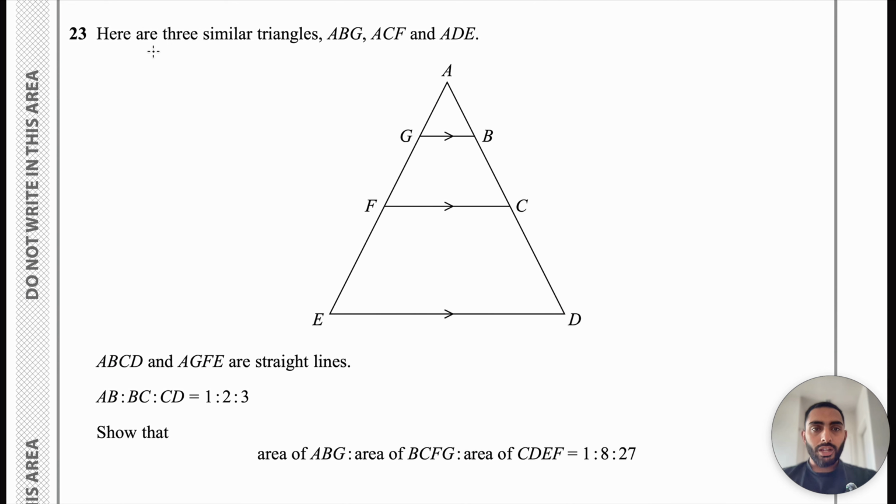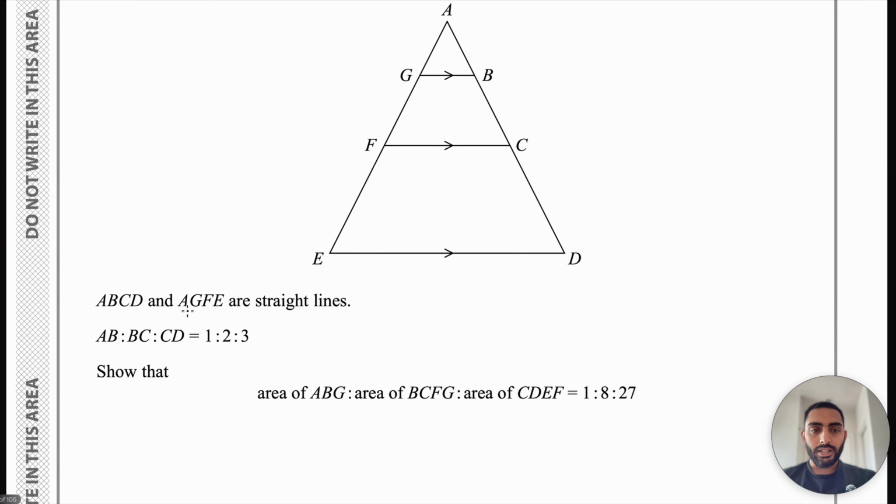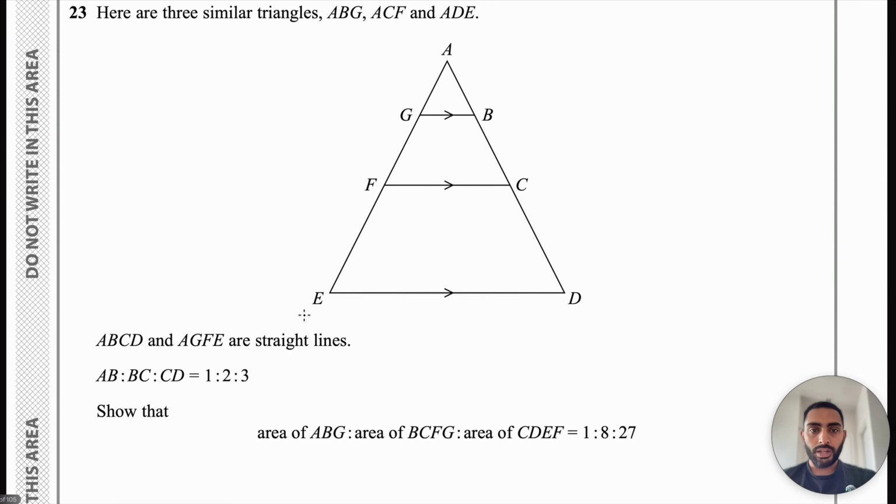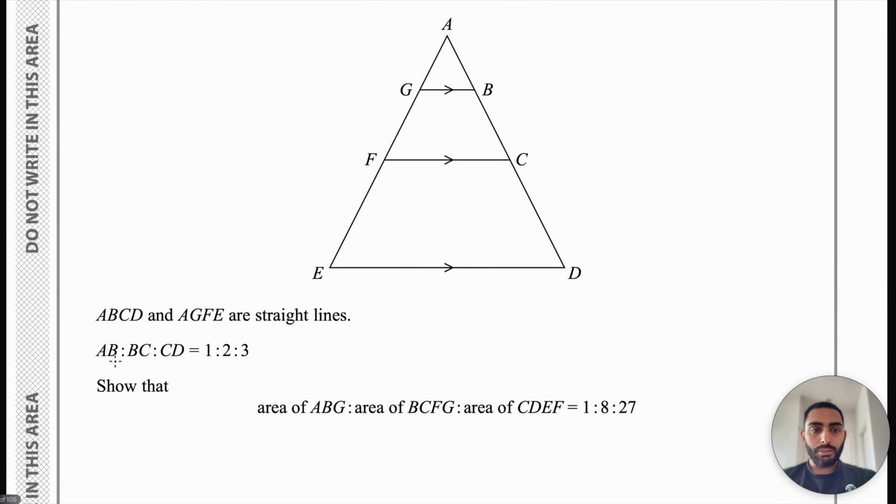Question 23. Here are 3 similar triangles, ABG, ACF, and ADE. So similar just means that they're enlargements of each other. The angles will be the same, but the lengths will be multiplied by a scale factor. ABCD and AGFE are straight lines, so that's a straight line and that's a straight line. AB to BC to CD is equal to 1 to 2 to 3. So A to B is 1 and A to C is 2, so this distance is 2.